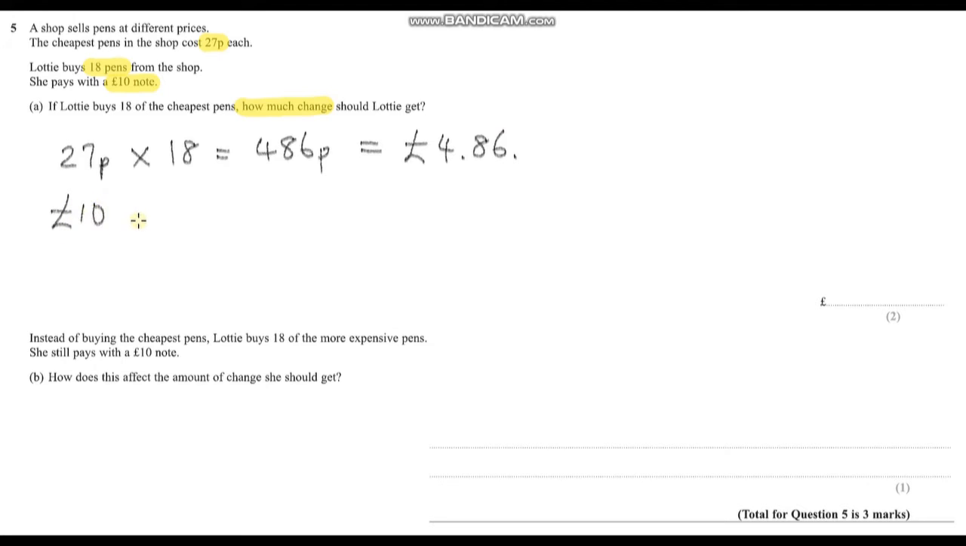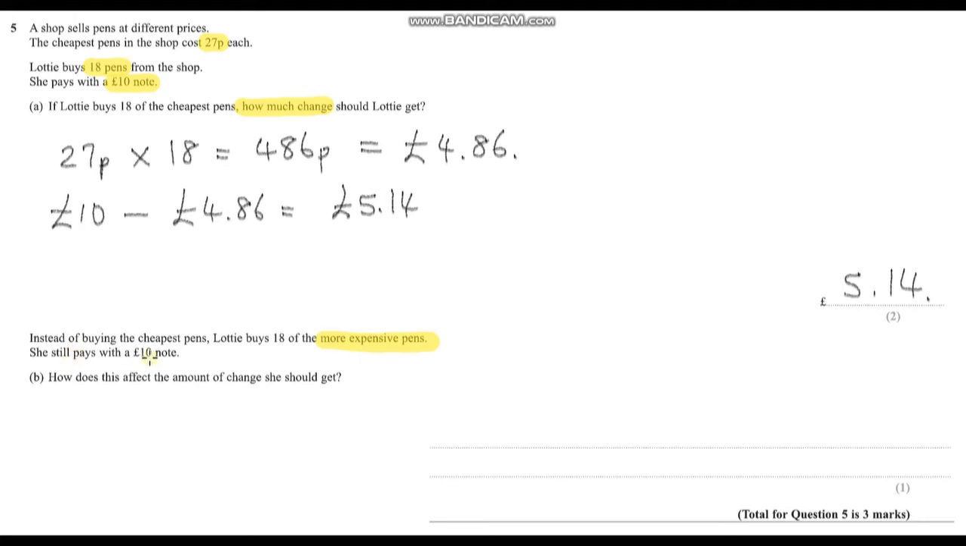So we're going to do £10, take away £4.86, minus 4.86, and we get £5.14. So that is our answer, £5.14. Okay, part B. Instead of buying the cheapest pens, Lottie buys 18 of the more expensive pens.